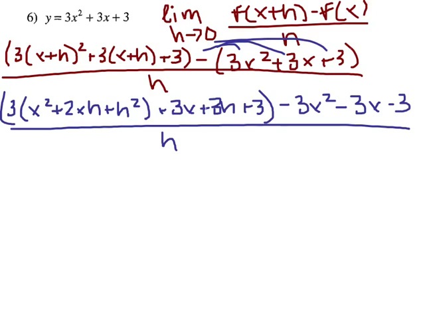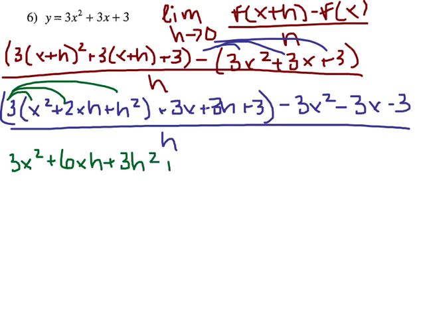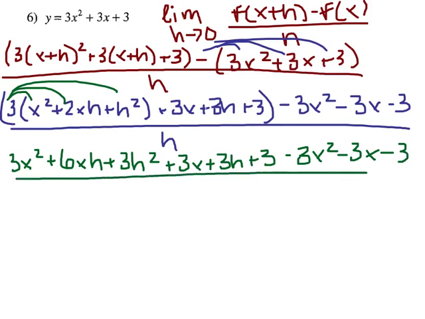Now I'm going to go ahead and distribute that 3. Oops, one too many times there. And we get 3x squared plus 6xh plus 3h squared plus 3x plus 3h plus 3 minus 3x squared minus 3x minus 3 all over h. Doesn't that just look beautiful, you guys?